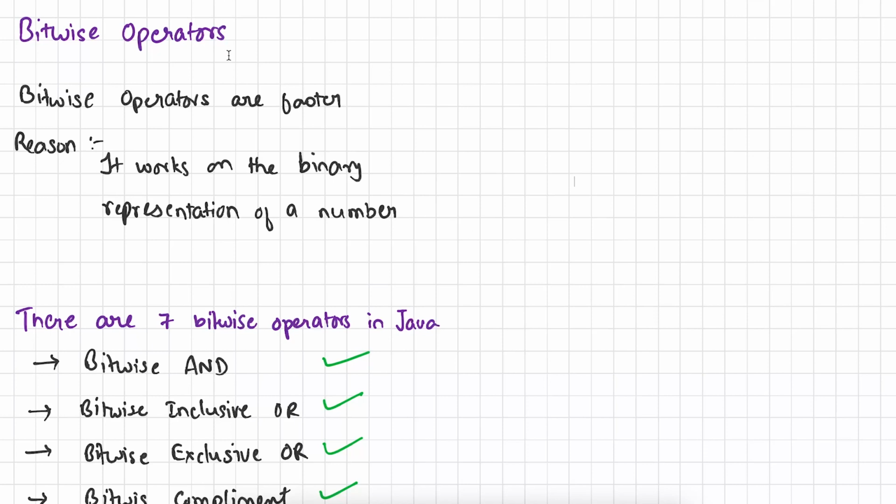So let's get started. In the previous video we talked about bitwise operators and we saw that bitwise operators are faster than other operators. The reason is super simple. The bitwise operator works on the binary representation of a number. So I would say that it's kind of a low-level instruction. And whenever we run a low-level instruction, it's generally faster than a high-level instruction. That's why bitwise operators are faster than normal operators.